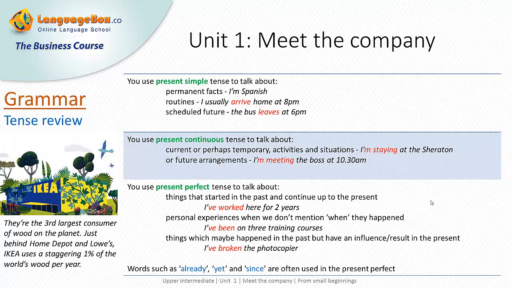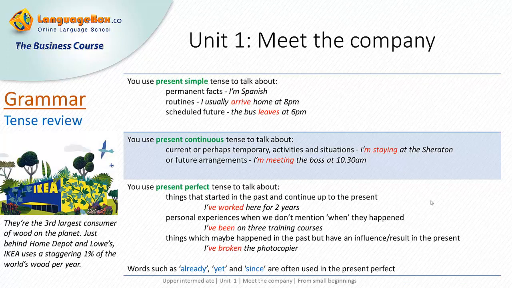Okay, so our final use of present perfect tense is to talk about things which maybe happened in the past, but have an influence or a result in the present. And again, it's similar to our first function of linking the past and the present. So our example here is, I've broken the photocopier. The action happened in the past, but I can see that the photocopier is broken now, so there's a connection with the past and the present. And to make this connection, we must use the present perfect tense. So, I've broken the photocopier.